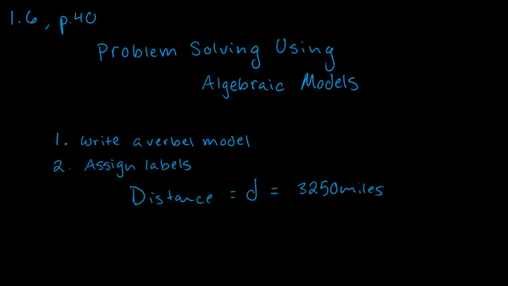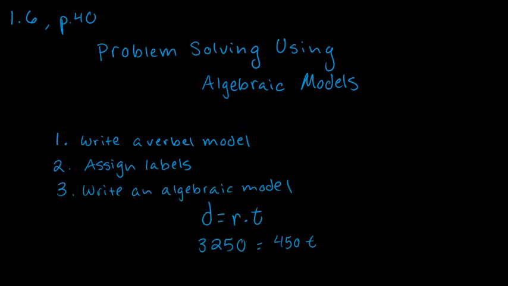Next, I need to assign labels. If I'm talking about distance, I might want to call it by the variable d, and I also want to have what it is worth so that I can easily plug the numbers and values in later. Step 3, write an algebraic model. So right here is an algebraic model, and here we have plugged in the values. Once I find my distance and rate, then I can find and solve for time. So these are writing algebraic models.